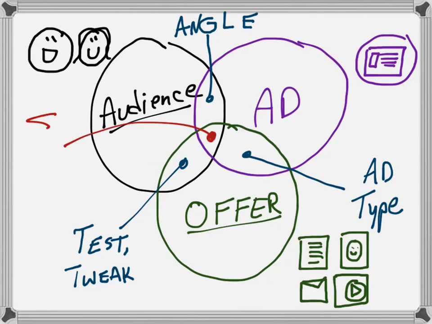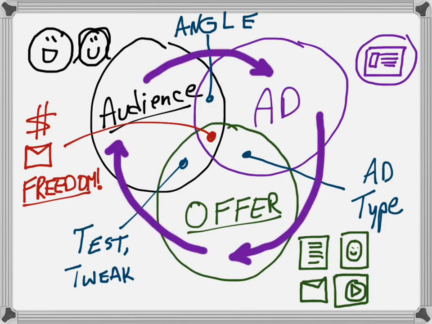And once you get all of these things balanced, the sweet spot in the middle where you have audience, angle, ad type, offer, and you're testing and tweaking all really working, that's where the money is, that's where the subscribers are, and that's really where the freedom is. So you're not going to get rich with the first ad you ever run. But when you understand that this is a process of moving from audience to ad to offer and back to audience, and just repeating the cycle over and over and over to look for the best ads and the best offers, then you understand what a success principle this is.